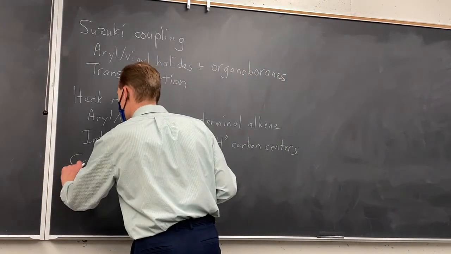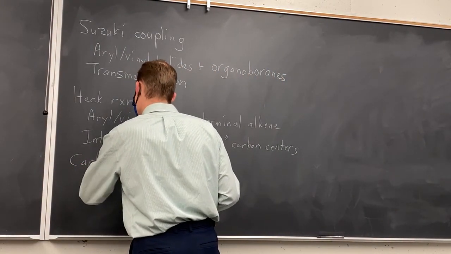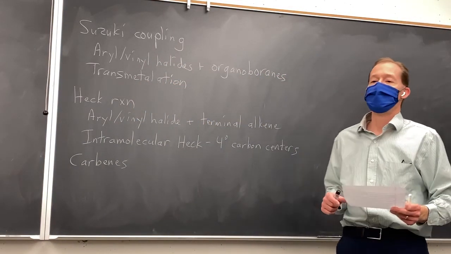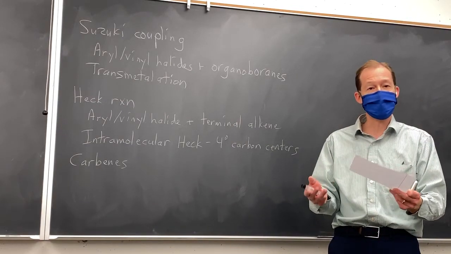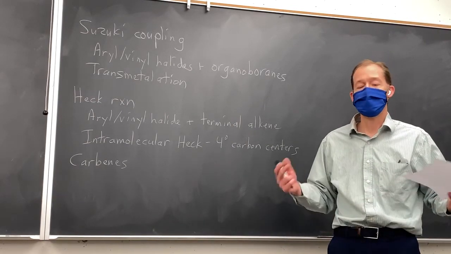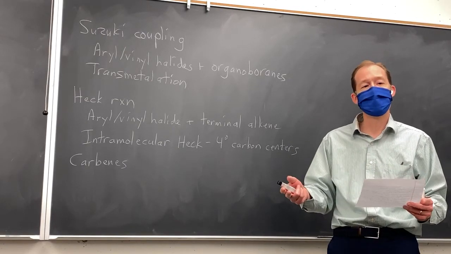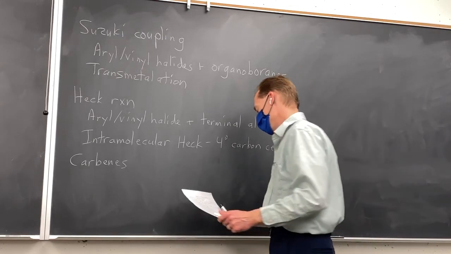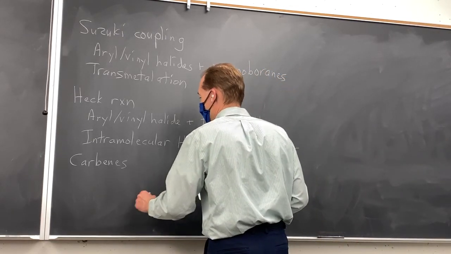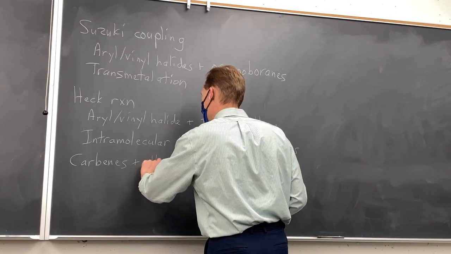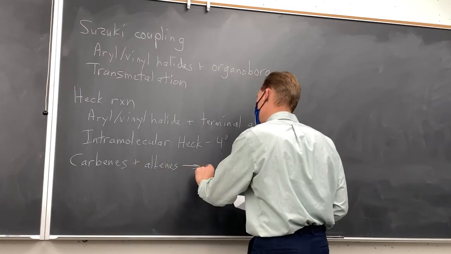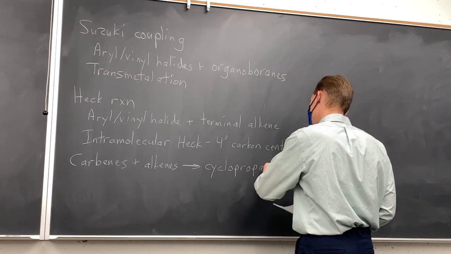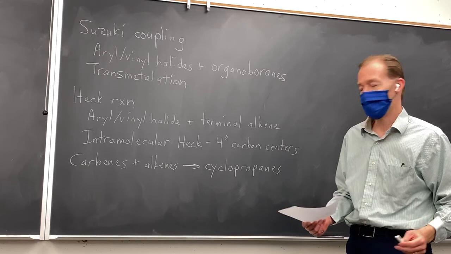Then we're going to learn about carbenes. So carbenes are reactive intermediates. They have a neutral carbon that only has 6 electrons. So they have 2 groups bonded to them. They have a lone pair, and then they have an empty orbital. So carbenes are very, very reactive, and they can be used to make cyclopropanes. You react carbenes with alkenes, and you generate cyclopropanes. And so we'll talk a little bit about that.